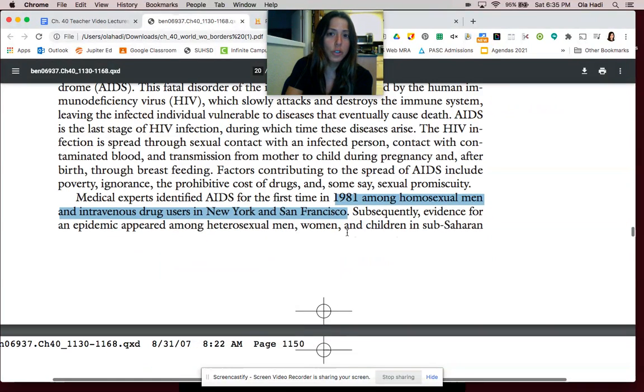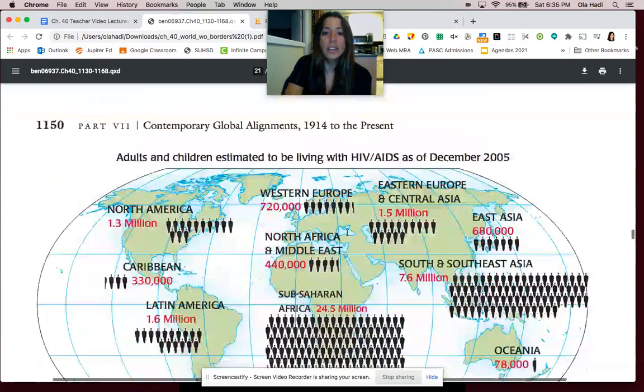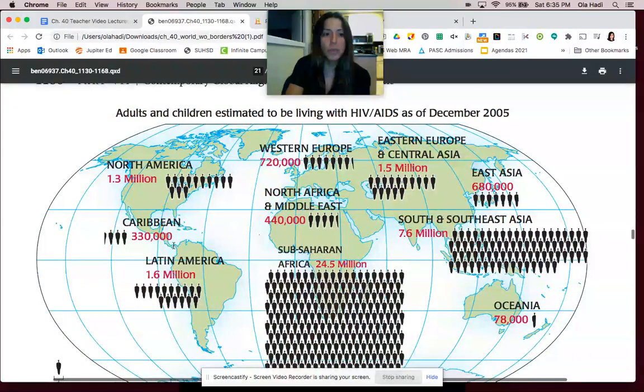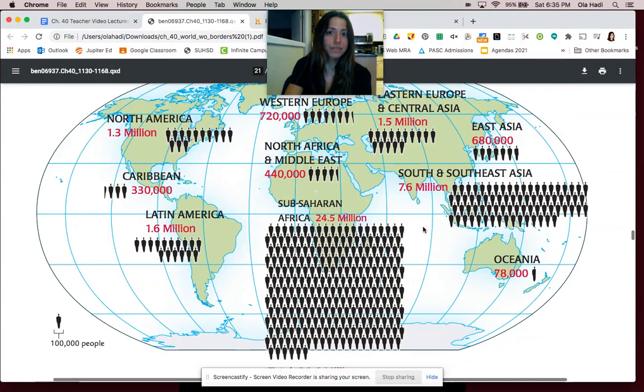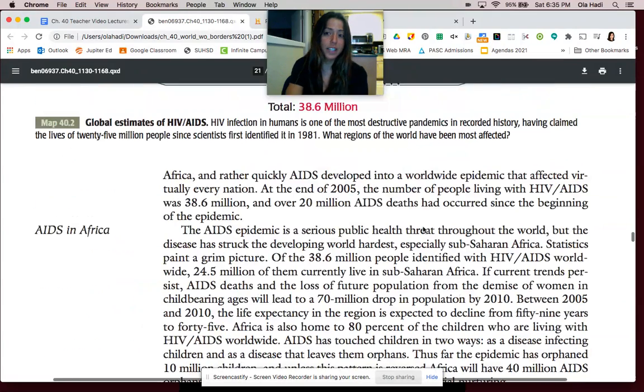That said, this is a graphic that represents the spread of HIV/AIDS throughout the world. Each of these little people drawings represents 100,000 people. As you can see, it has dramatically impacted sub-Saharan Africa, but another place that it has really affected is India, South Asia, and Southeast Asia. And that has a significant impact on society.